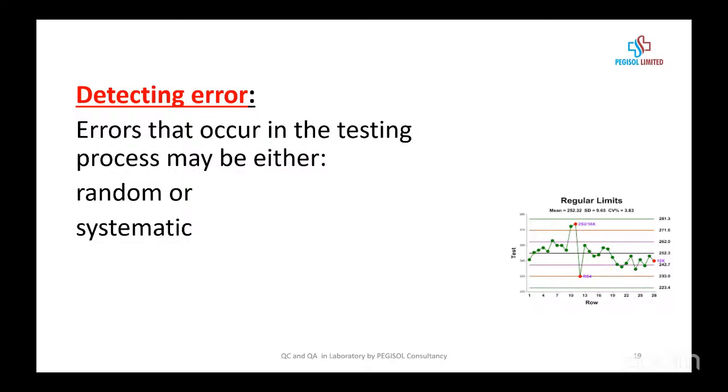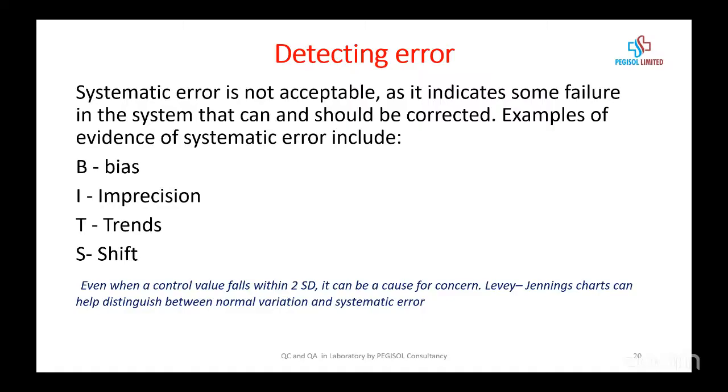So when detecting error, you first need to know what we know as bias, imprecision, trend, and shift. Bias, imprecision, trend, and shift. When the control value falls within 2SD, it is fine. When it falls outside two standard deviations in the Levey-Jennings chart, it calls for concern. And I was going to explain this.